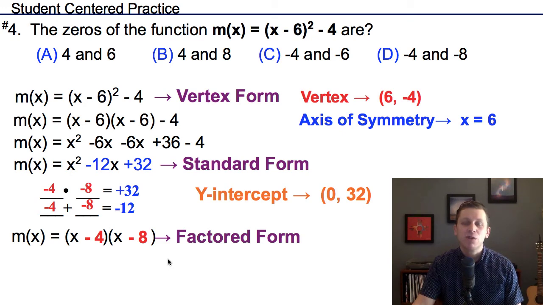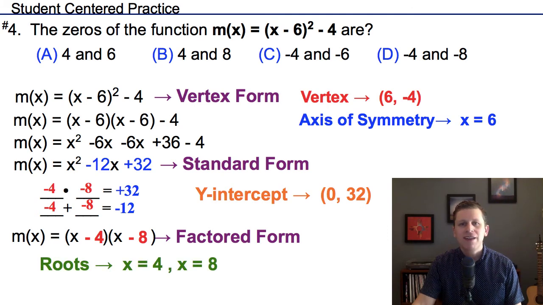Once I know that the factors are x minus 4 and x minus 8, it's very easy to find the zeros or the roots from there. They have the opposite signs of whatever the factors are. So if you have a factor of x minus 4, the root associated with that is x equals 4. And if you have a factor of x minus 8, the root associated with that is x equals 8.